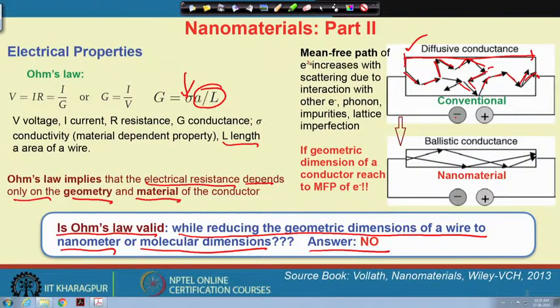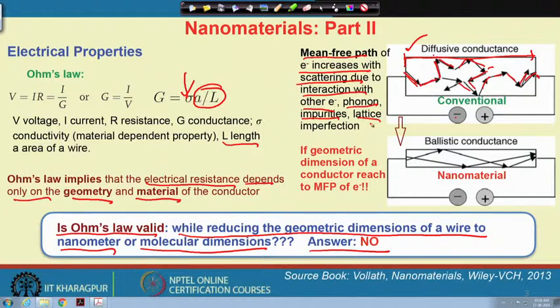So, the path of the electron increases because of the scattering, and this is the scattering phenomenon that I have shown, that it goes to this side, that side, and all this way. And this scattering occurs because of interaction with other electrons. So, electron-electron interaction, phonon-electron interaction, interaction with impurities, lattice imperfection, or even sometimes grain boundary and so on.